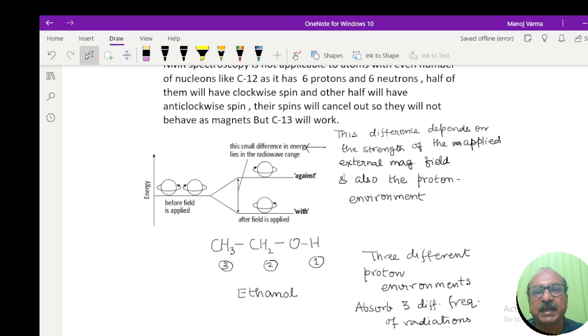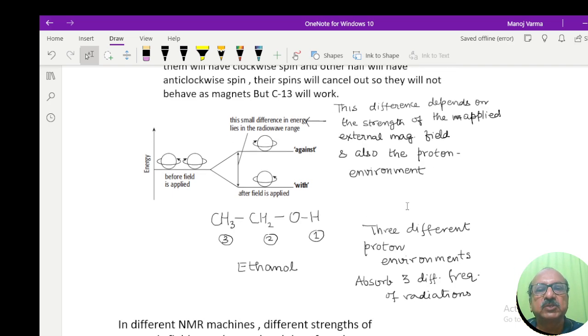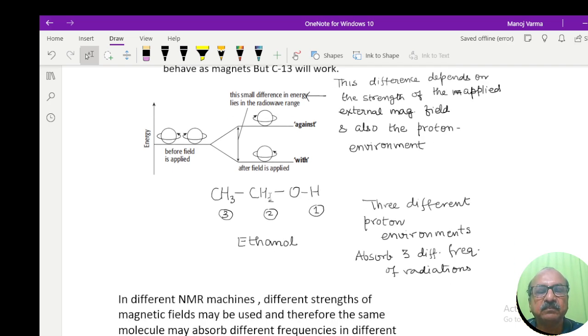So that's the whole idea. And obviously this energy difference will depend upon the strength of the applied external field, and it also depends upon the proton under consideration. What is the proton environment? So as an example, I have taken a molecule of ethanol.